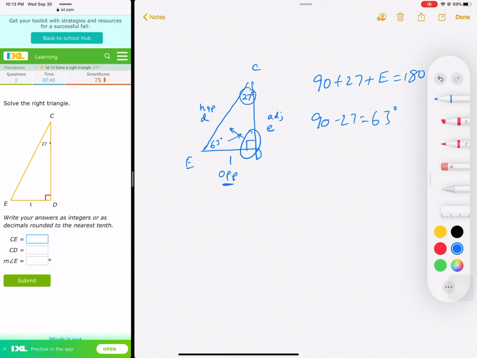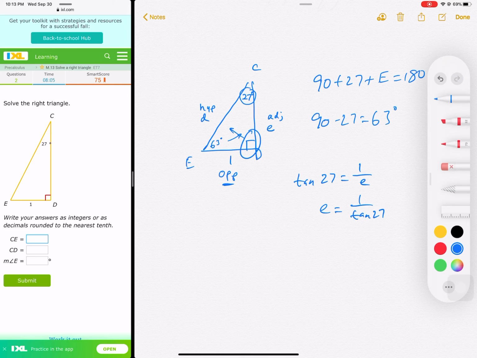Okay, that's all for E. So the side we know is opposite, the side we don't know is adjacent. Which trig ratio do we use for opposite adjacent? That's going to be tangent. Opposite of 1, adjacent is E. Now to solve for this, we practiced this a lot in class already. The trick is just to flip those. Flip the E and the tangent.